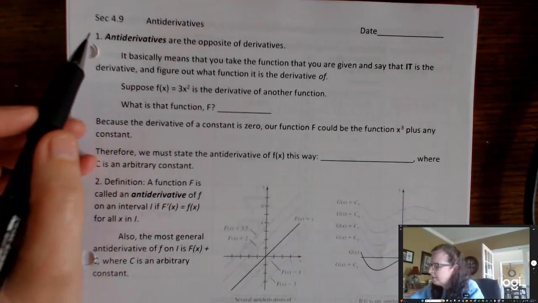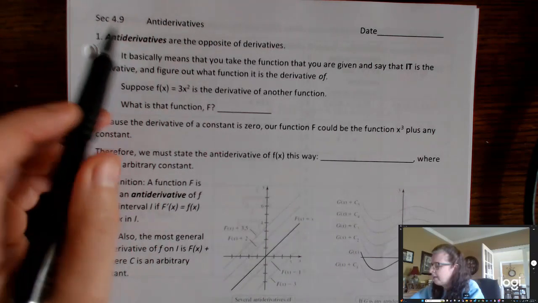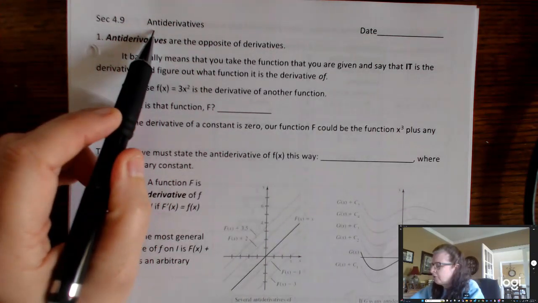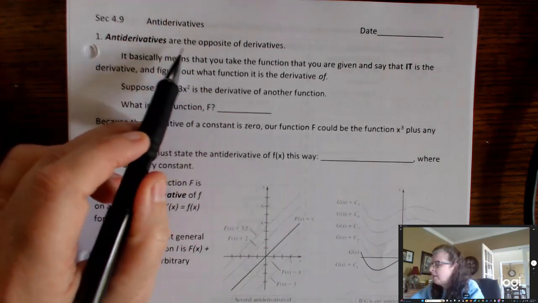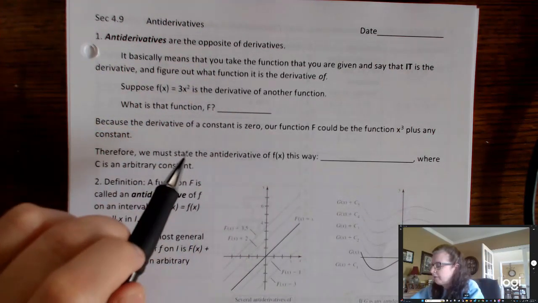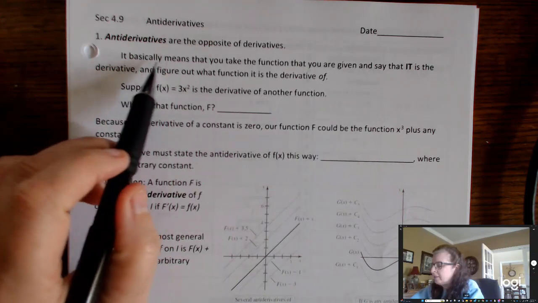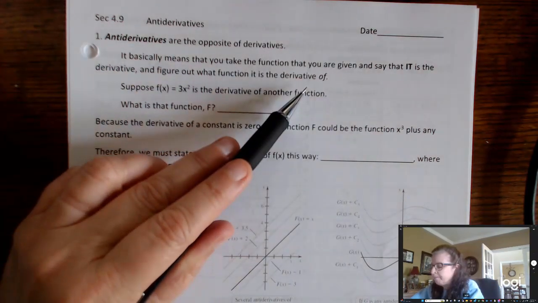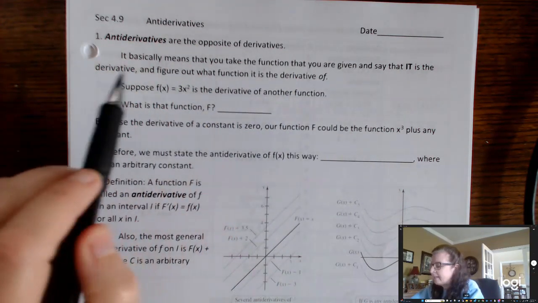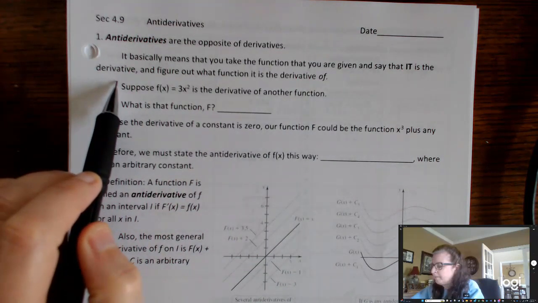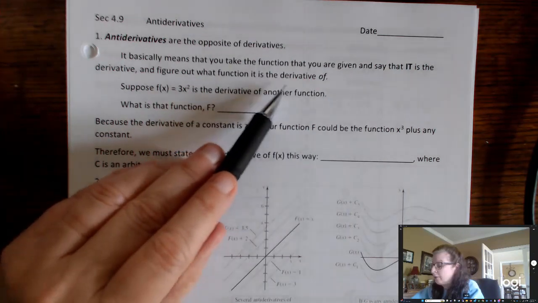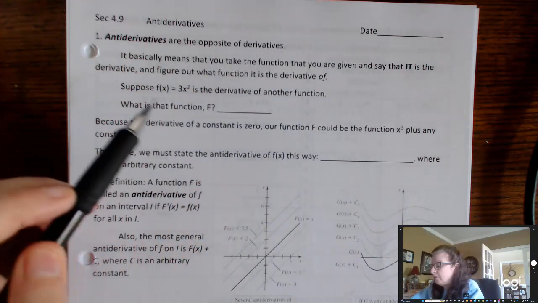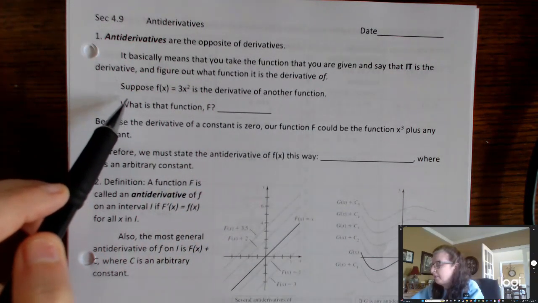Okay, this lesson is on section 4.9, our introduction to antiderivatives. And antiderivatives are just the opposite of derivatives. It basically means that you take the function that you're given and say that it is the derivative, and figure out what function it is the derivative of. And for easy ones, you can kind of think through it.